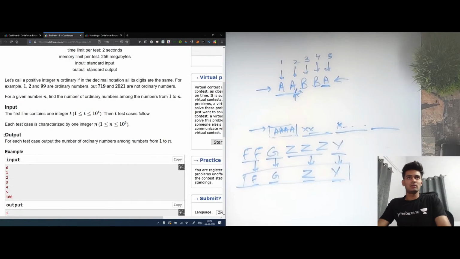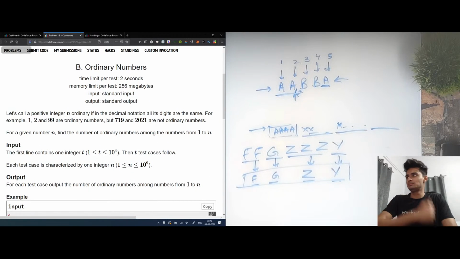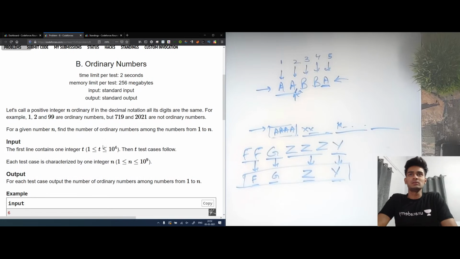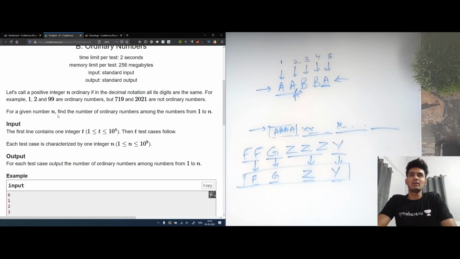Okay, I will increase the size of this as well. So let's move on to ordinary numbers. Let's call a positive integer n ordinary if in the decimal notation all its digits are the same. For example, 1, 2, and 99 are ordinary numbers, but 719 and 2021 are not ordinary numbers. For a given n, find the number of ordinary numbers among the numbers from 1 to n.